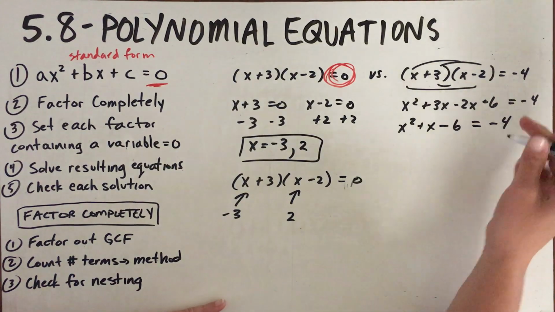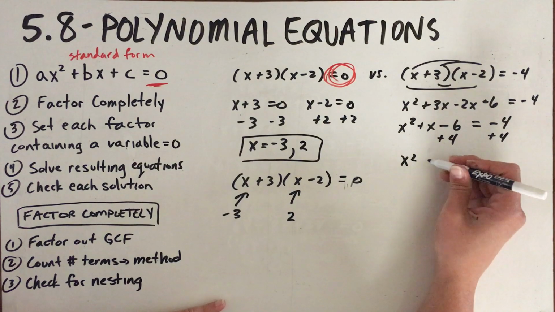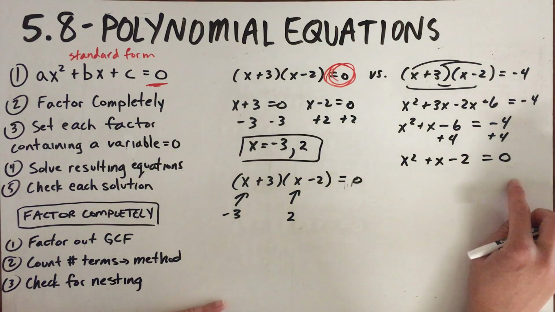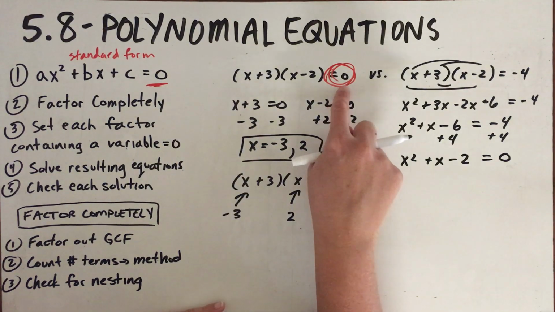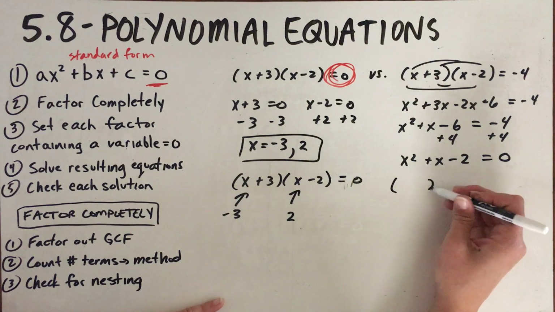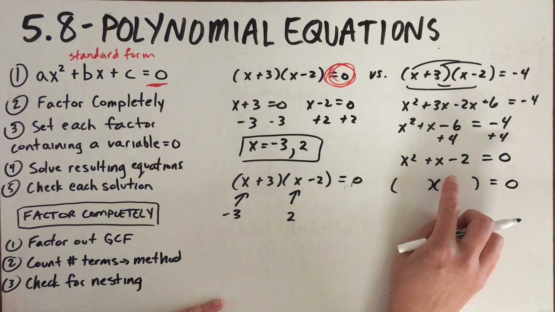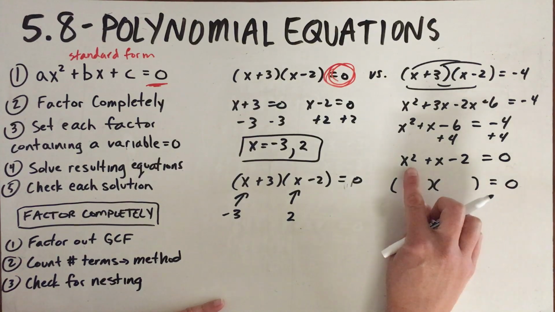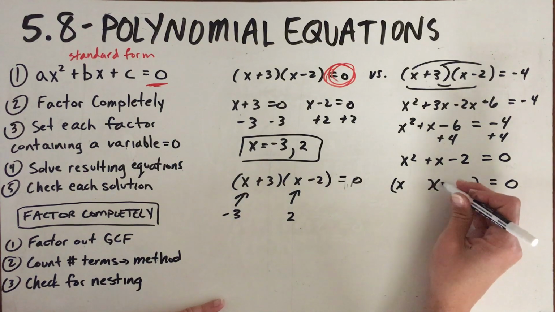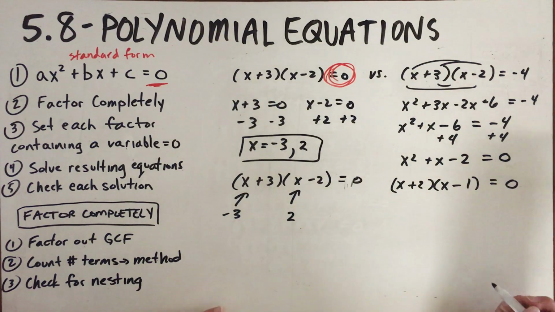Now I need to get this equal to 0, so I'm going to add 4 to both sides. So I get x squared plus x minus 2 is equal to 0. Now that it's in standard form equal to 0, which is critical, now I can factor this, and you'll see here that the factors are different. This is a 3-term polynomial that has a coefficient of 1, so this is going to be factored using hippobutts, and it's going to be a +2 and a -1.